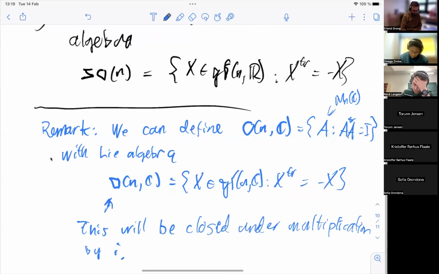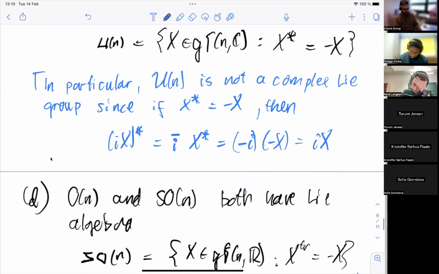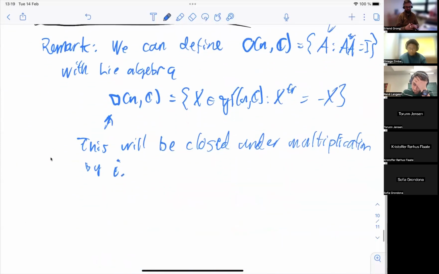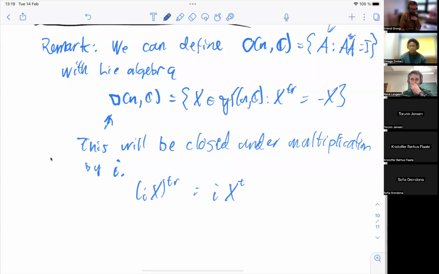Under multiplication by i. Simply put, the problem before is that we get this conjugation of the i, which breaks the skew symmetry. If you don't have the conjugation, this is not a problem. So (iX) normal transpose is just i times that transpose, so we don't have any problems as before. So O(n, C) is a complex Lie group.